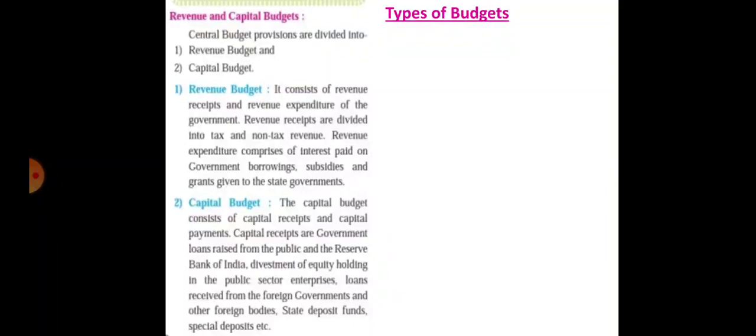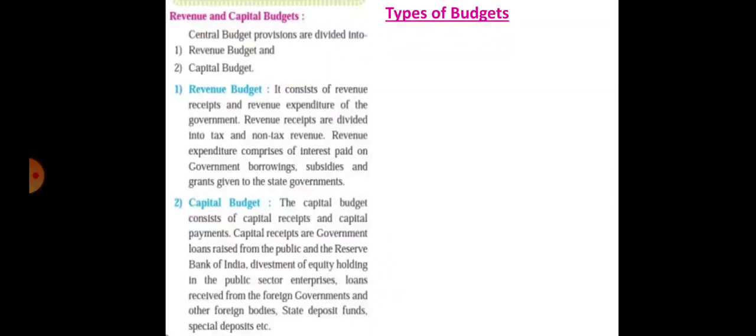So the capital receipts are the government loans raised from the public and the Reserve Bank of India, the disinvestment, that is the divestment of equity holding in the public sector enterprises, then the loans received from foreign governments and other foreign bodies. We also consider the state deposit funds, then the special deposit, etc. That is called the capital budget.